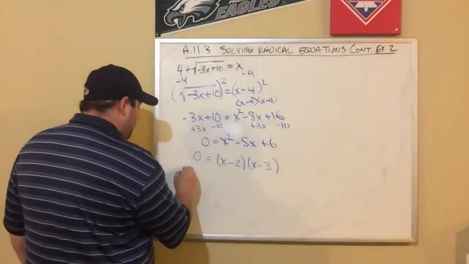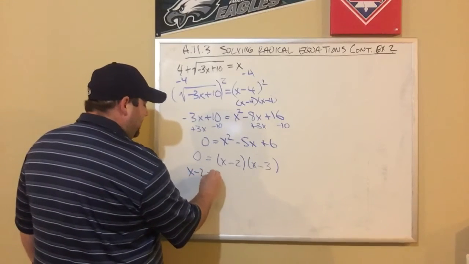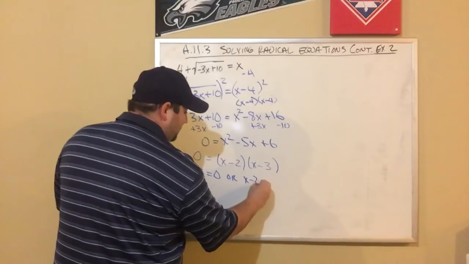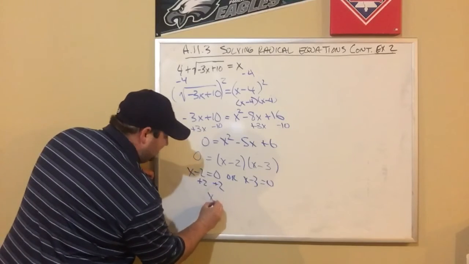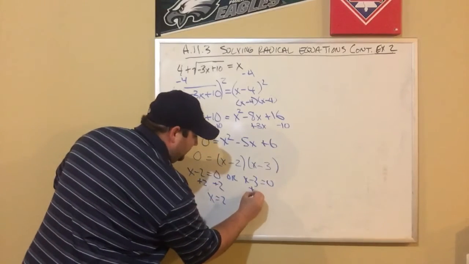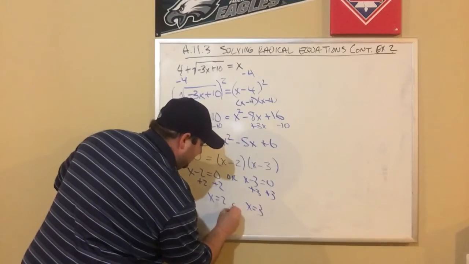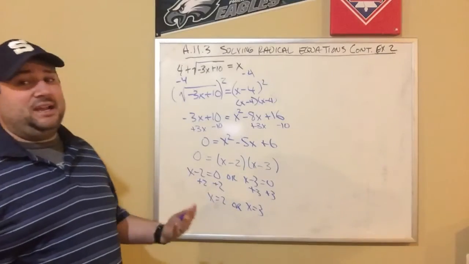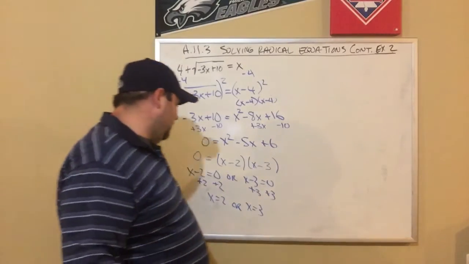I'm going to solve both of those. Remember, you split it, they both equal 0. So either x minus 2 equals 0, or x minus 3 equals 0. To quickly solve those, just add 2 to this one. So I got x equals 2. This one, I'm going to add 3 to both sides. I got x equals 3. So my answer is x equals 2 or x equals 3, but I got to check it. I got to make sure. So I'm going to take them both and plug them into the equation.